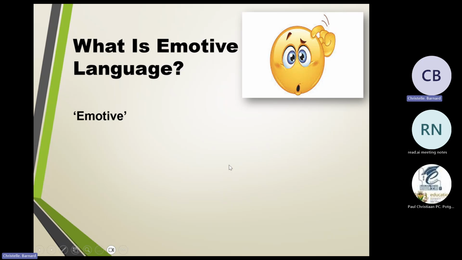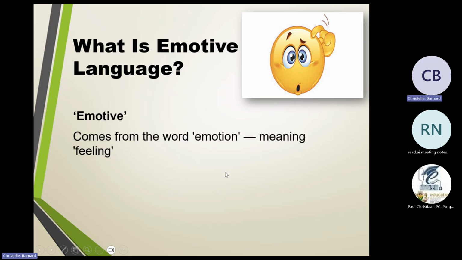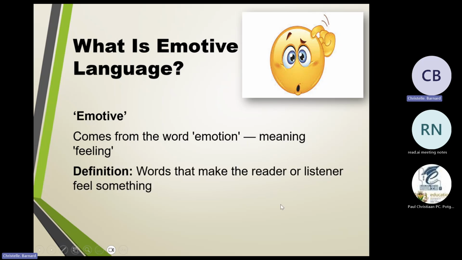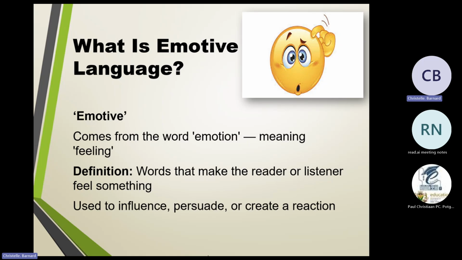Now the word emotive comes from the word emotion. And emotion means feeling. A synonym for emotion is feeling. So emotive language will be language that creates feeling, that creates emotion. So the definition is words that make the reader or listener feel something. So if you read that word, you must feel something, or you can imagine what it must feel like.